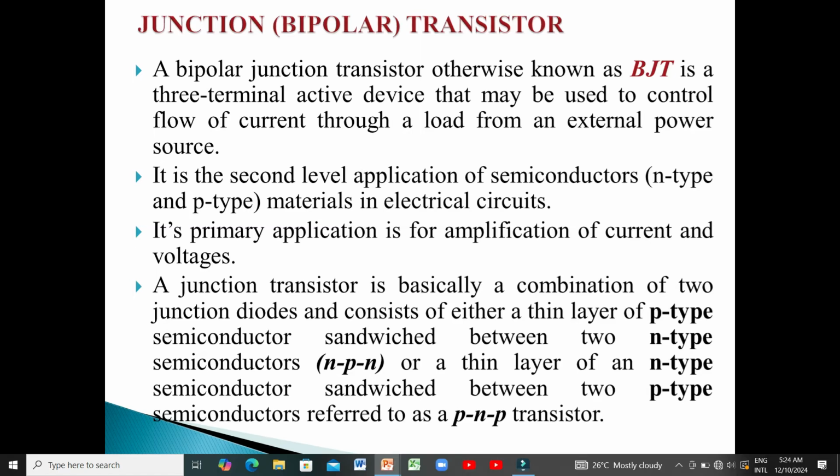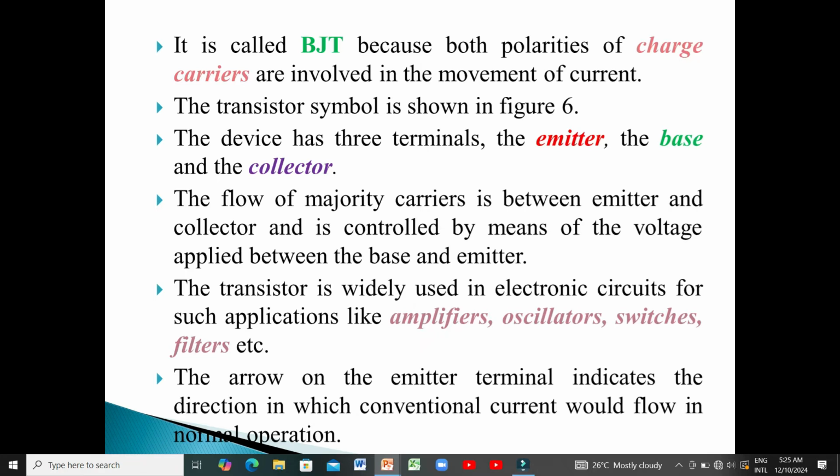A junction transistor is basically a combination of two junction diodes and consists of either a thin layer of P-type semiconductor sandwiched between two N-type semiconductors, that is NPN, or a thin layer of N-type semiconductor sandwiched between two P-type semiconductors, referred to as a PNP transistor. It is called BJT because both polarities of charge carriers are involved in the movement of current.